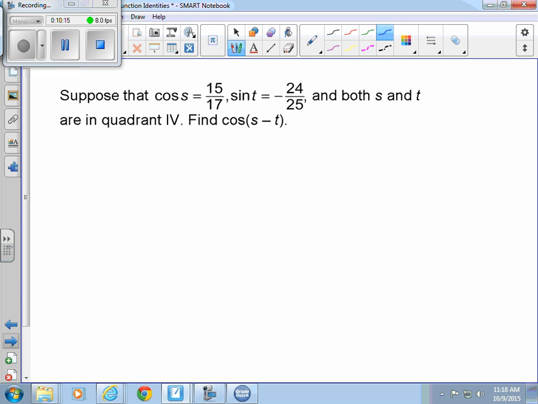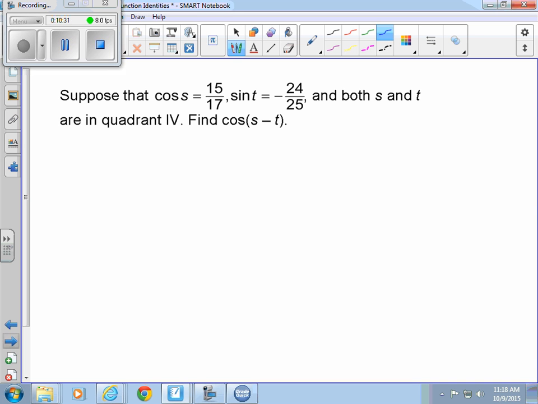Okay, so another question. Suppose that cosine of s is 15 over 17, and sine of t is negative 24 over 25. So that's t in quadrant 4. Find cosine of s minus t.